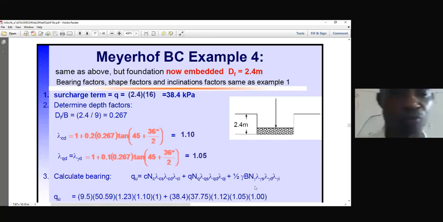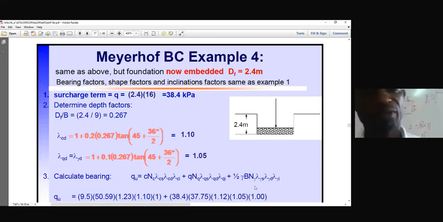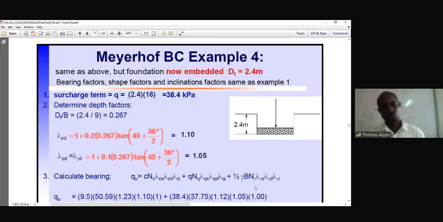We now come to determine the depth factors. Over here, our depth is given as 2.4, and our breadth of the foundation is given as 9 meters. So to find Df over B, we divide 2.4 by 9, which gives us 0.26.